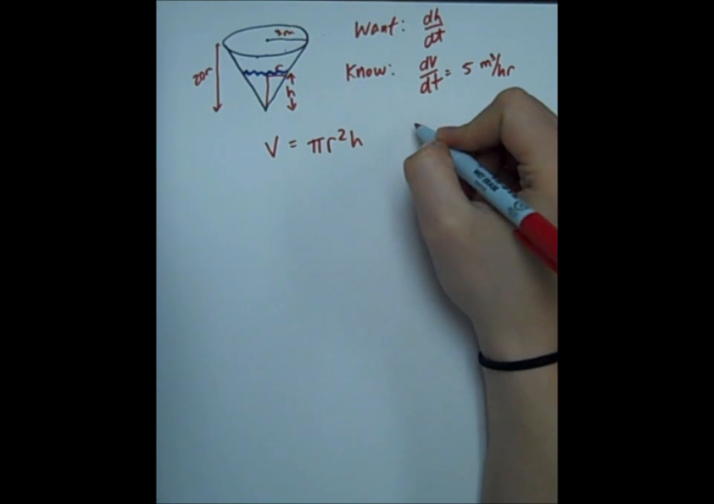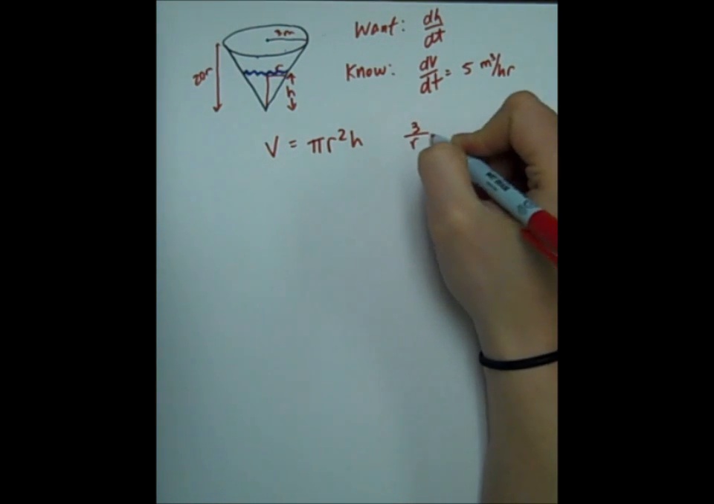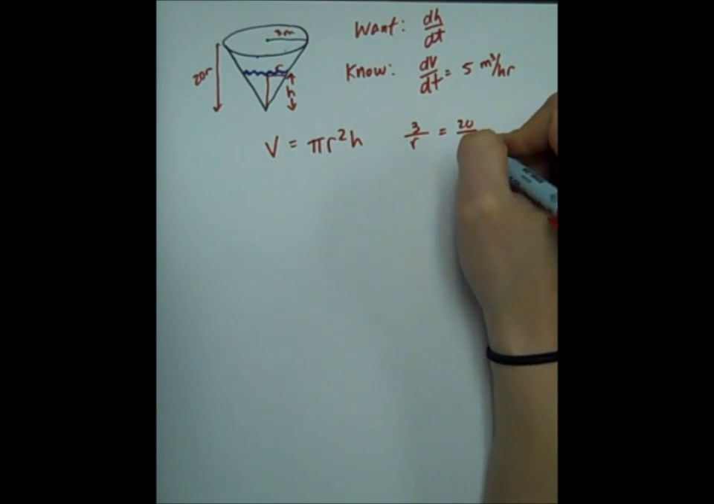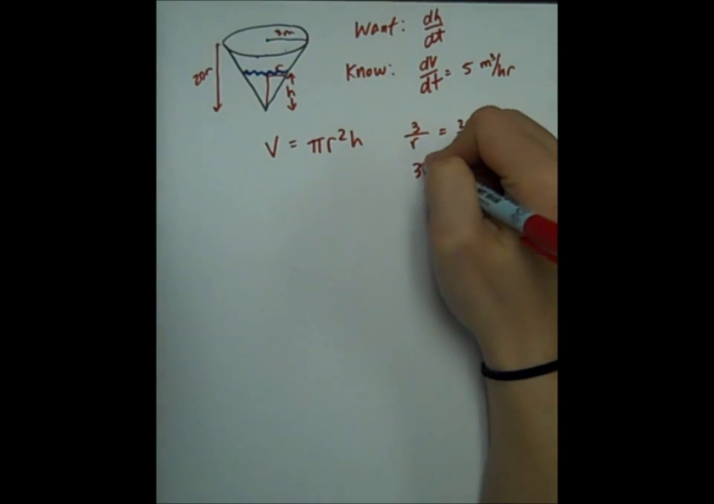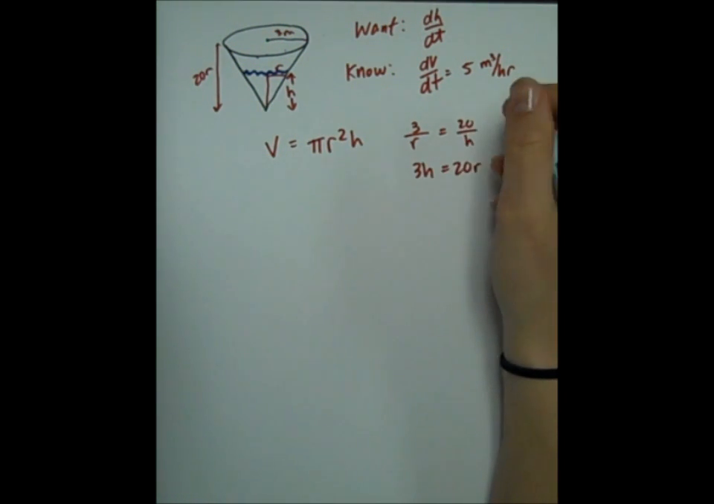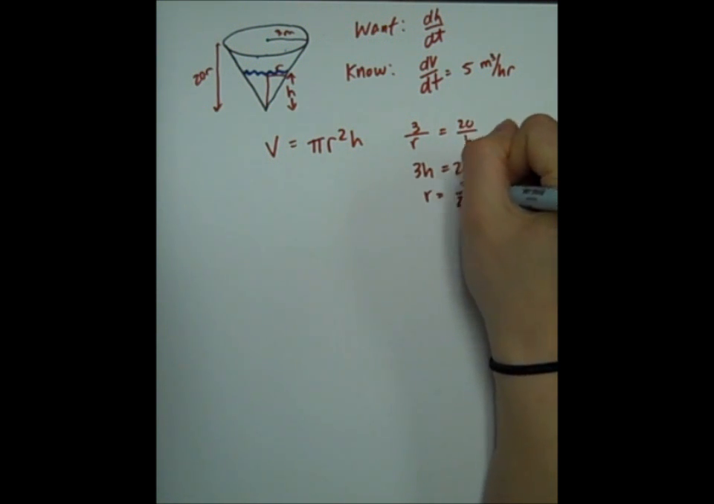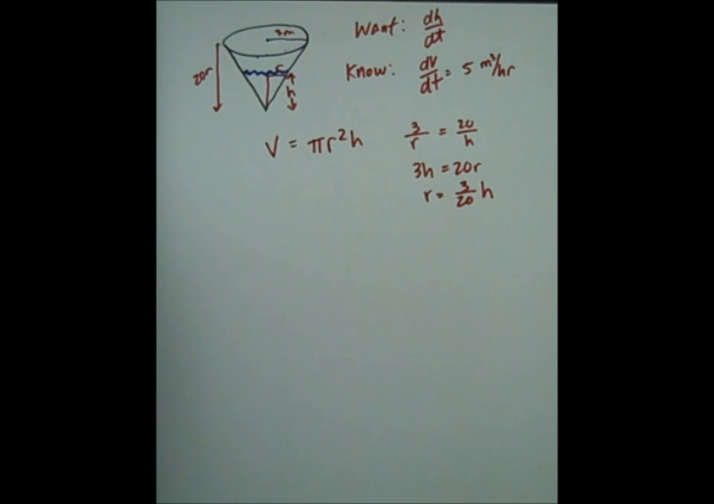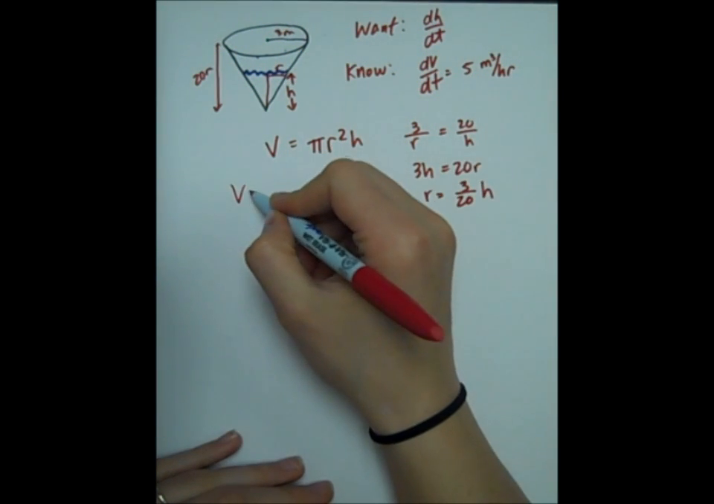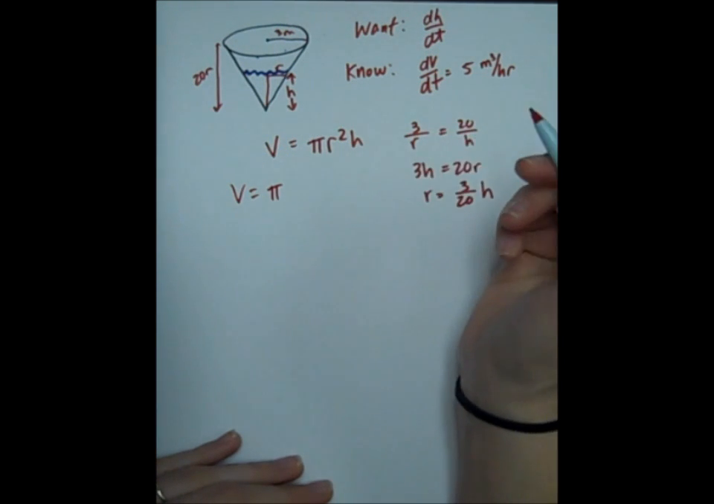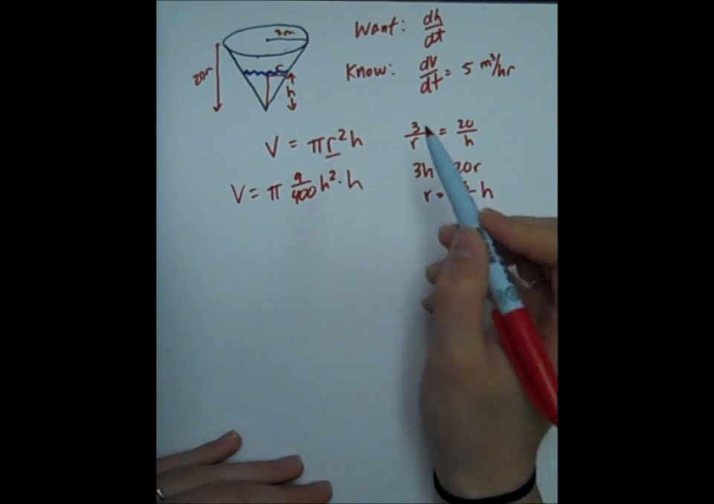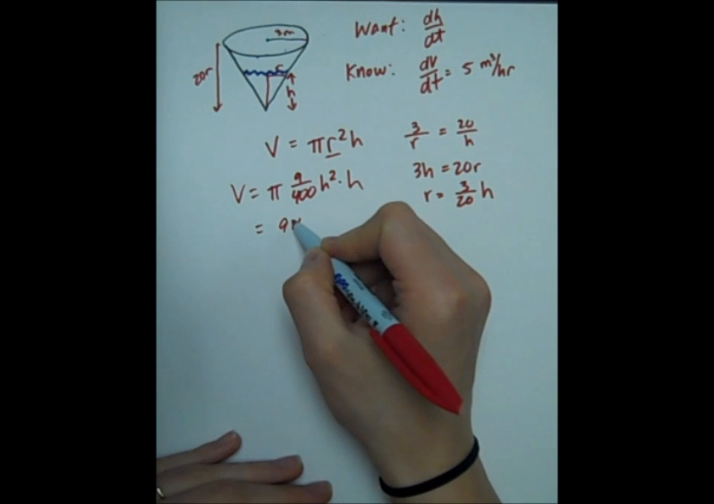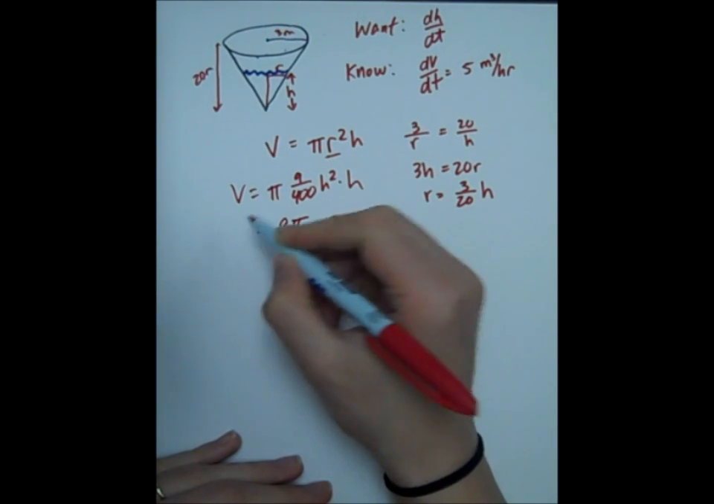So to figure out one of the variables, we'll set up a similar triangle. We'll say that 3 is to r as 20 is to h. Now let's solve for r. If I solve for r, I'll get 3h is 20r when I cross multiply. So r is 3 over 20 h. Now I can plug that into my volume. So pi r squared is going to be 9 over 400 h squared times h. I plugged in r for r squared. So 9 pi over 400 h cubed is equal to my volume.